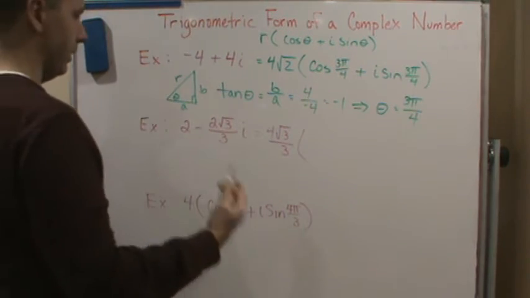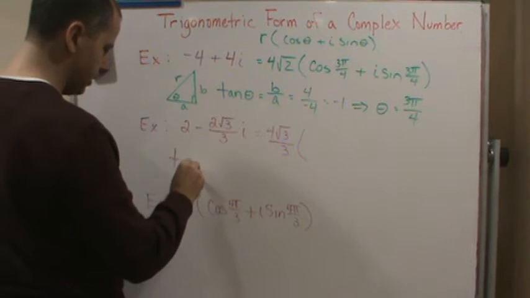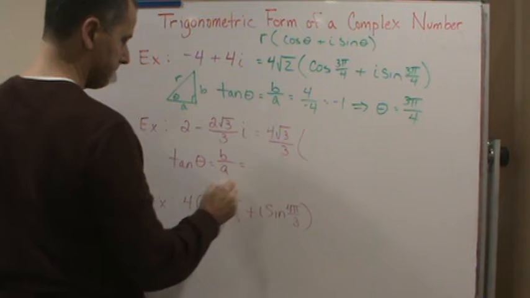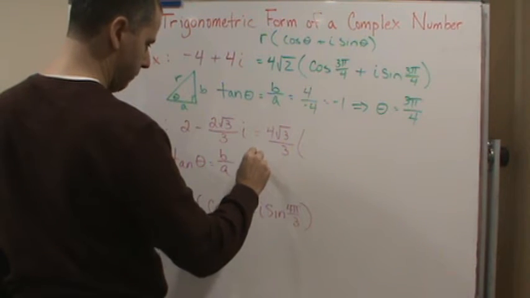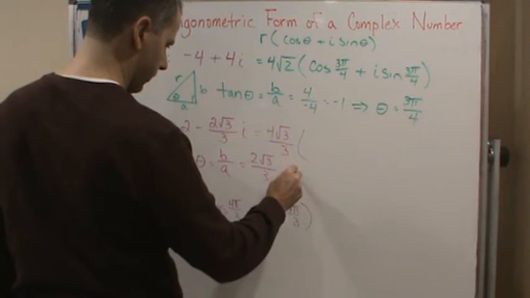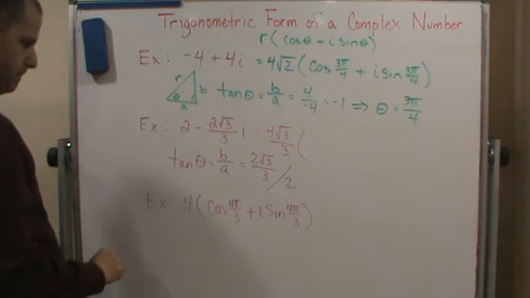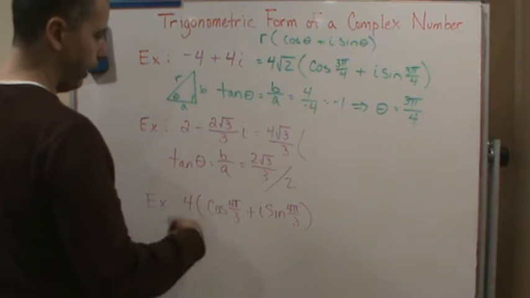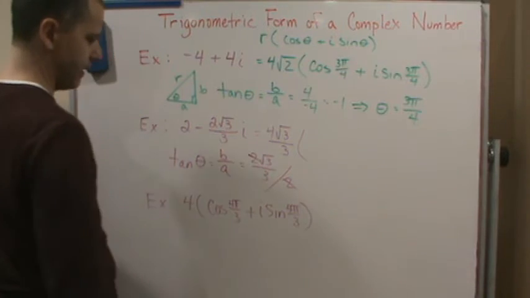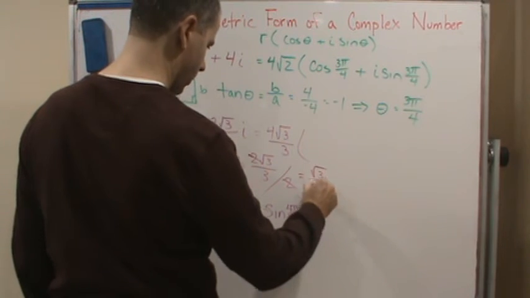Now I have to find theta. So again, I'm going to use tangent. Theta equals B over A, which is going to be 2 root 3 over 3 divided by 2. Okay. Well, I can see that this 2 and this 2 are going to cancel. So this is going to cancel with this. And so I get root 3 over 3.